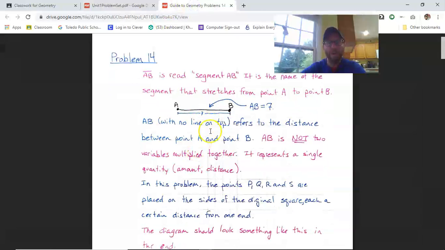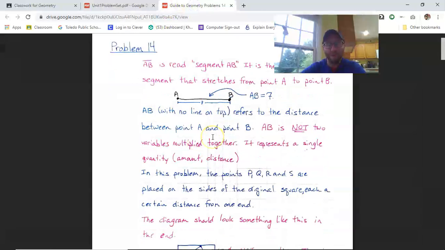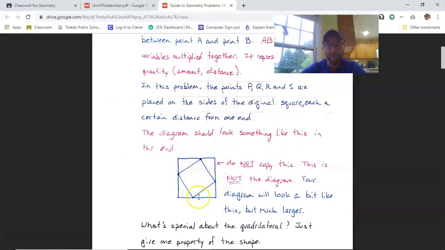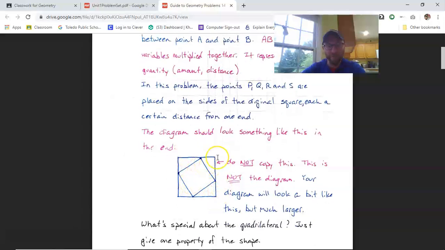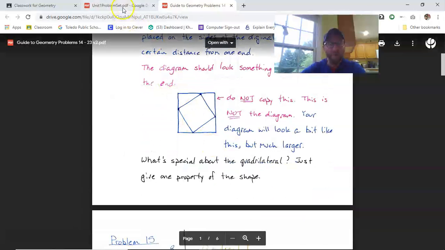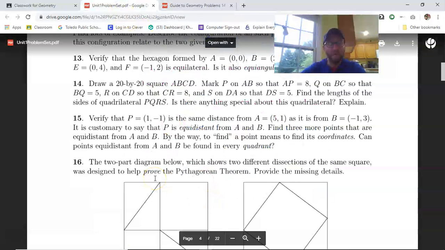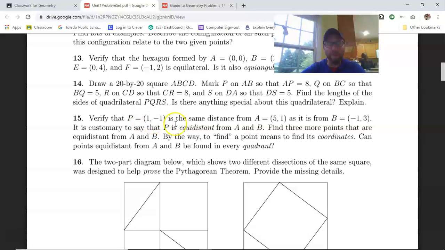All right, next, if you take a look here, I did give you some notes about the notation, what that means, segment AB, and so on. And your sketch is going to look something like this, but much larger. There you go.